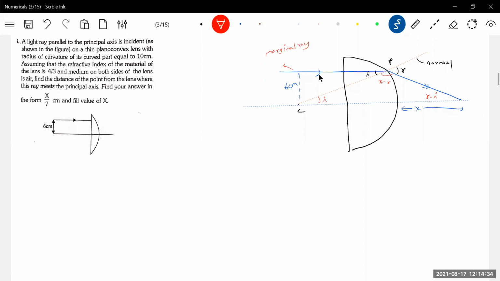Okay, what was the question? We only have to get that x. Let's apply Snell's law at point P. At point P, mu sin i equals 1 into sin r. So mu is given, 4/3.